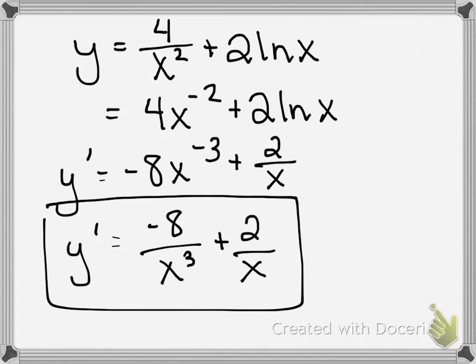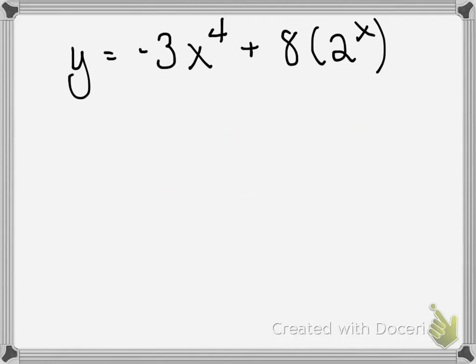So the first thing you should have remembered to do was to bring all the exponents up and change it to 4x to the negative 2 plus 2 ln of x. Then your negative 2 came down to the front and multiplied by 4, getting a negative 8. And then you subtract 1, which gets you negative 3. The derivative of ln of x is 1 over x, but then we have the 2, so it ends up being 2 over x. And then we just need to rewrite getting the negative exponent out of the problem, so it's x to the third in the denominator. And there's your final answer.